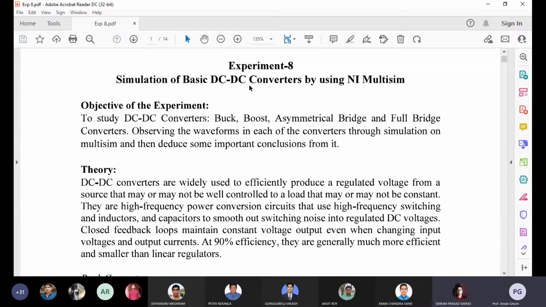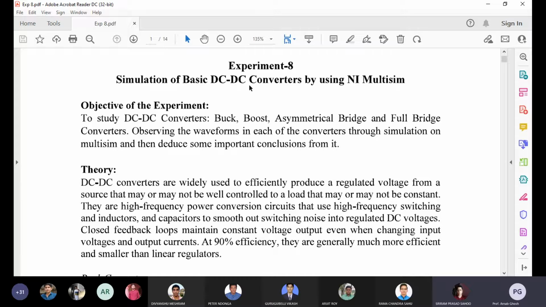Okay, so we have discussed up to the gate driver circuit. After that, another important simulation is the simulations of different basic DC-DC converter circuits. We know that there are different types of converters available in our markets, in our applications, different types of applications.